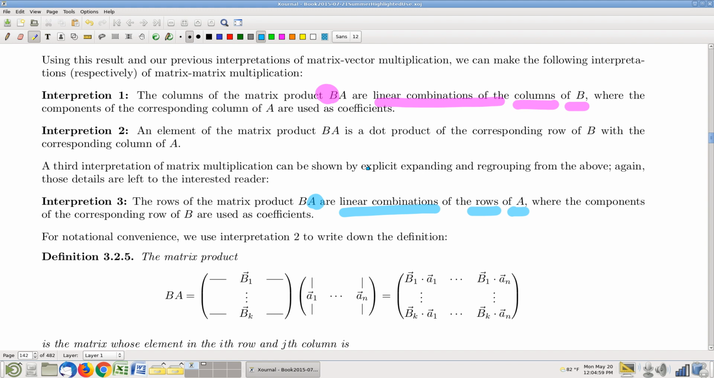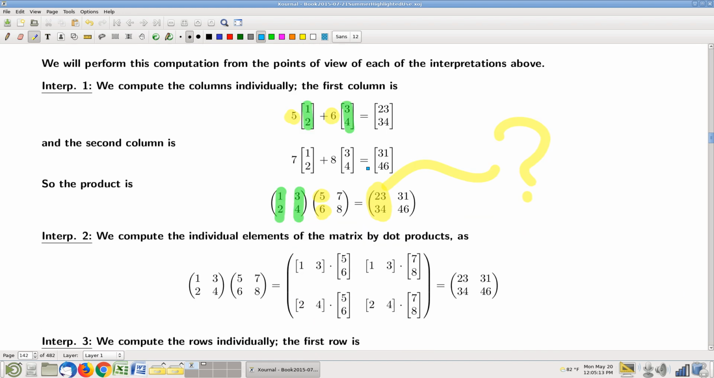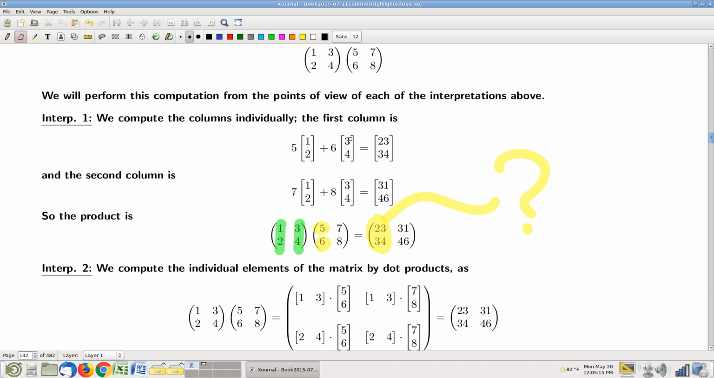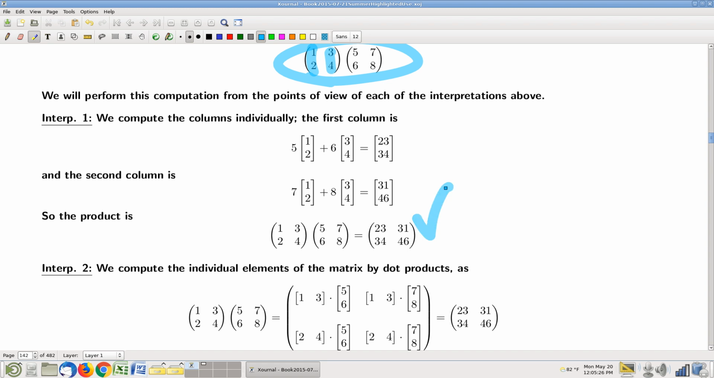To me, personally, I think it's more fundamental to think of that we're taking linear combinations of the columns of the left matrix. But be aware it's also true we're taking linear combinations of the rows of the right matrix. So let me do a little bit of arithmetic for you all here. So we already did interpretation 1 here. We already interpreted this product by looking at the columns of the left matrix. That gave us this.